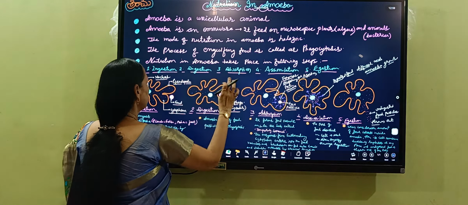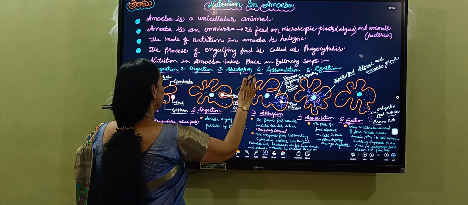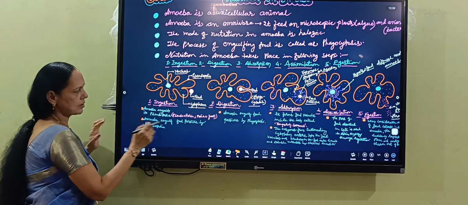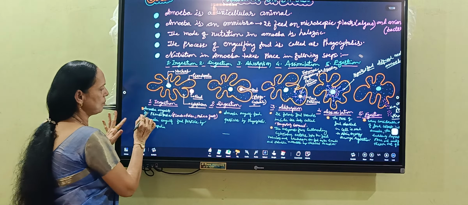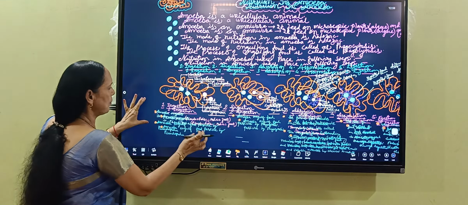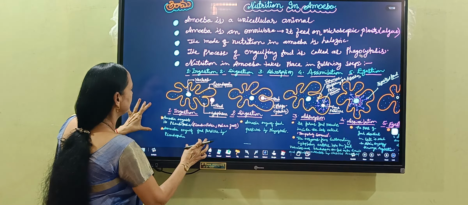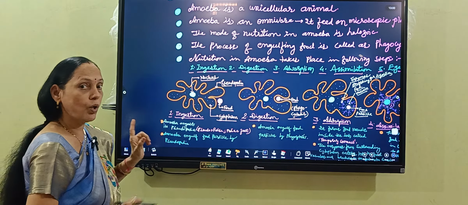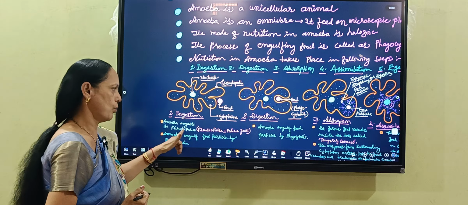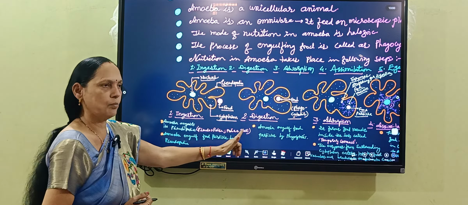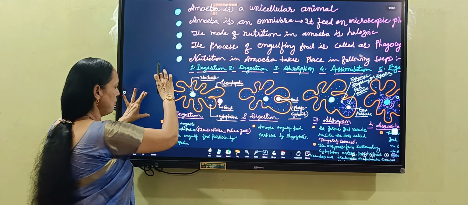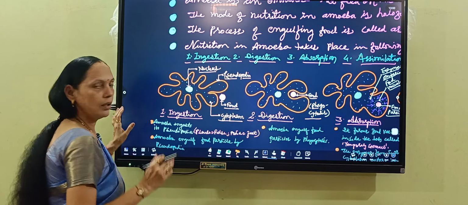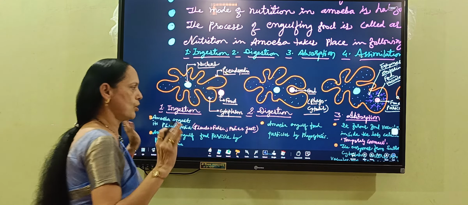Just to see the first process here, amoeba ingestion. In the ingestion process, what does amoeba do? Amoeba ingests the food particle with the help of pseudopodia. Okay, pseudo means false and podia means feet. Then amoeba engulfs the food particle with the help of pseudopodia.